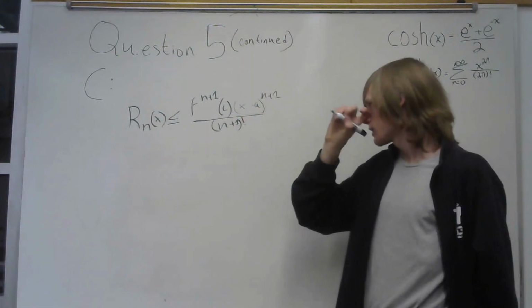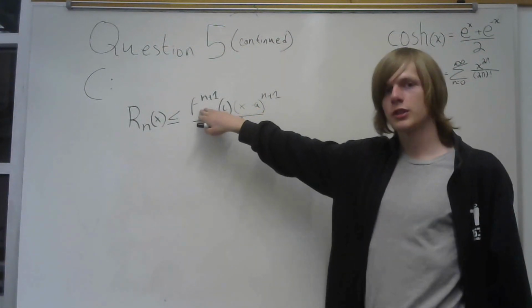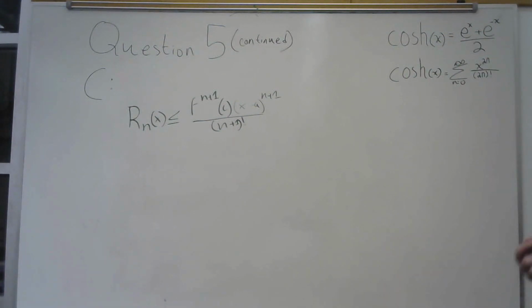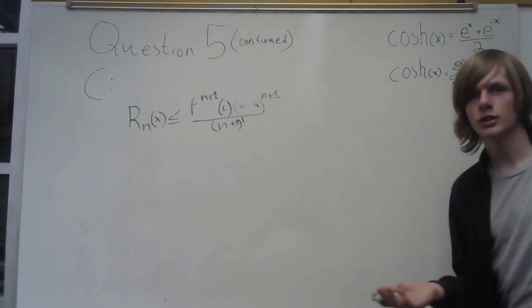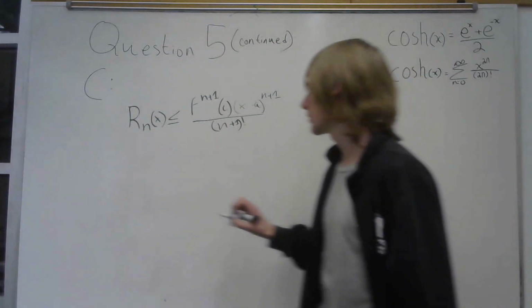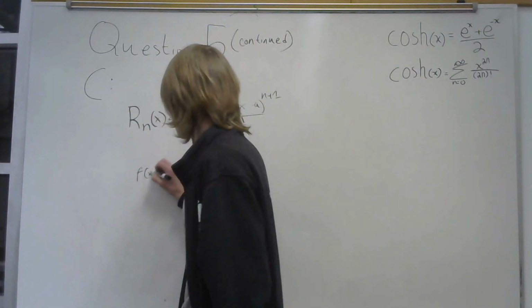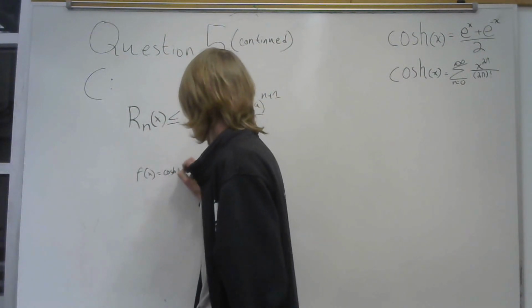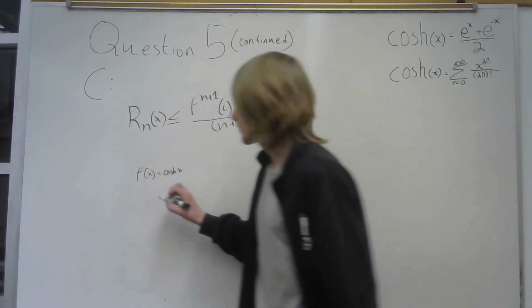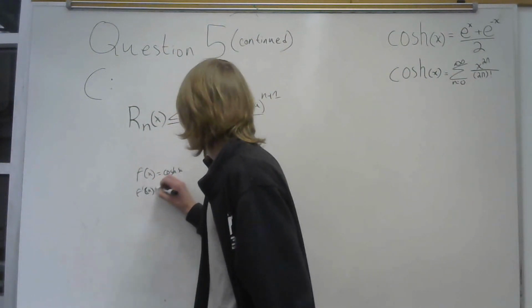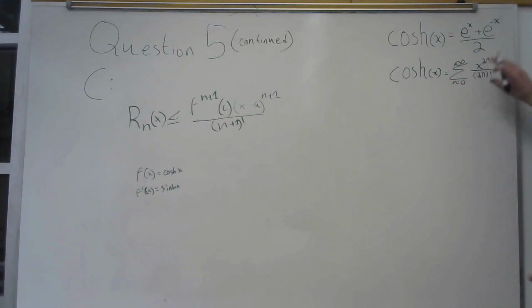And finding what the n plus 1 derivative is can be very tricky. Luckily for us, there's something special about cosh of x that we can take advantage of. So if our function f of x is cosh of x, then the first derivative of cosh of x is sinh of x. And we can prove that by looking over here.